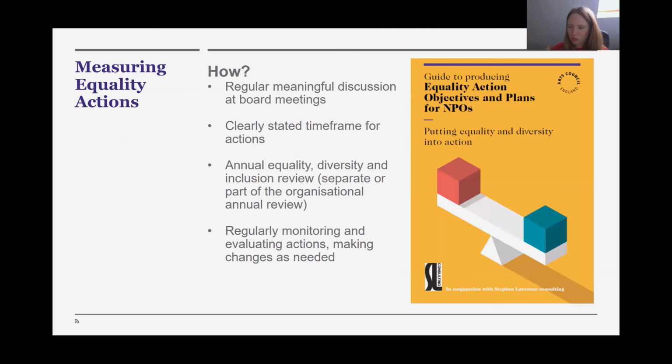So just in terms of measuring equality actions, making sure that at board meetings, this isn't just an agenda item, but there's regularly full discussions around the actions that have taken place or proposed activity, how things are going, and making sure that there are agreed actions for the future with report backs. A timeline that shows what will be happening and when against key milestones, having annual equality, diversity and inclusion reviews and moments, and regularly monitoring and evaluating the actions that have taken place as needed.